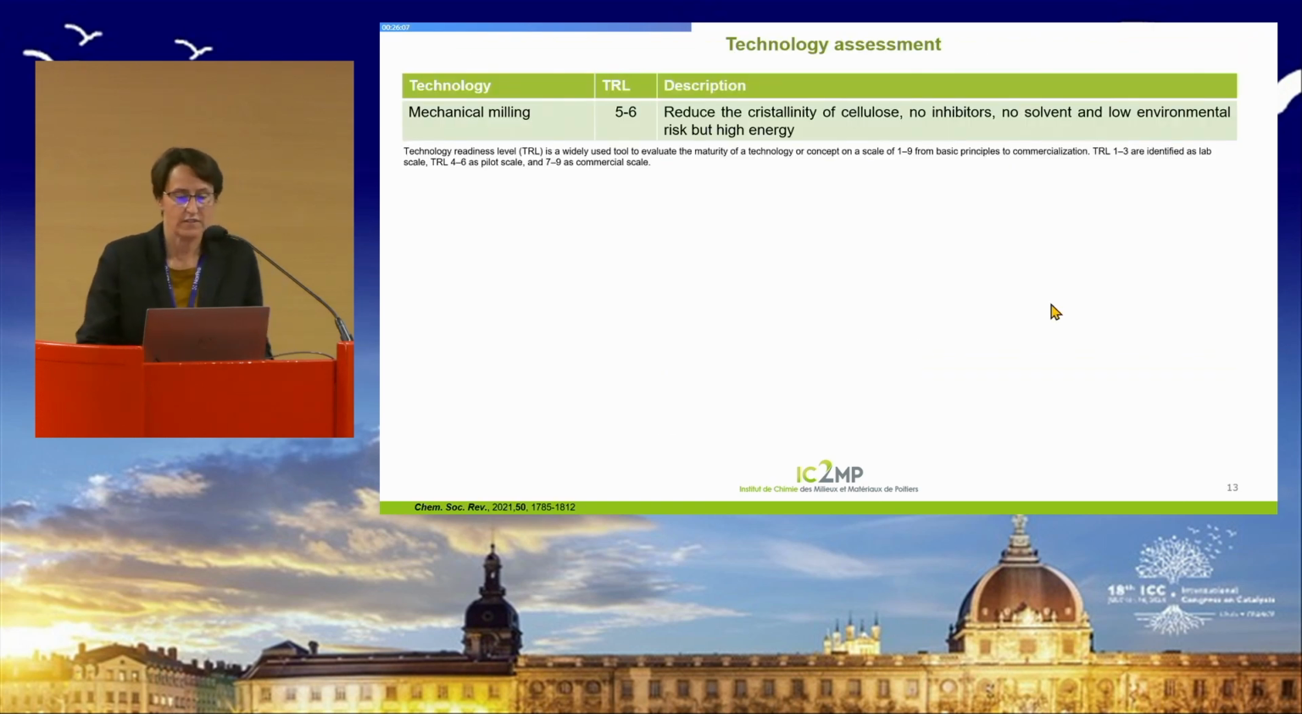So let's see a little bit about this technology assessment of the ball milling. In the literature, you will see that mechanical milling is often used for the fractionation pre-treatment of lignocellulosic biomass, especially because it reduces the crystallinity of cellulose. There are no inhibitors, no solvents, low environmental risk, but the main drawback: energy.